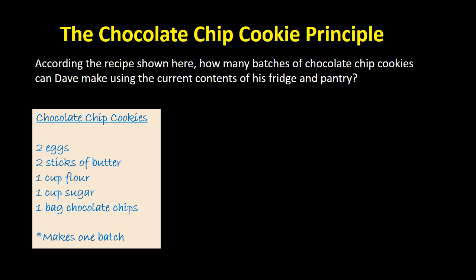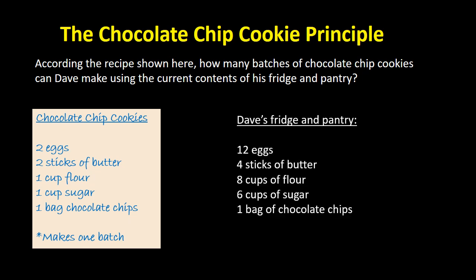They'll be awful. According to the recipe shown here, how many batches of chocolate chip cookies can Dave make using the current contents of his fridge and pantry? And let's say he goes and looks in the fridge and the pantry, and this is what he finds. Okay, take a look at this for a few minutes and see if you can figure out how many batches of cookies Dave can make. And then I'll join you with my answer.